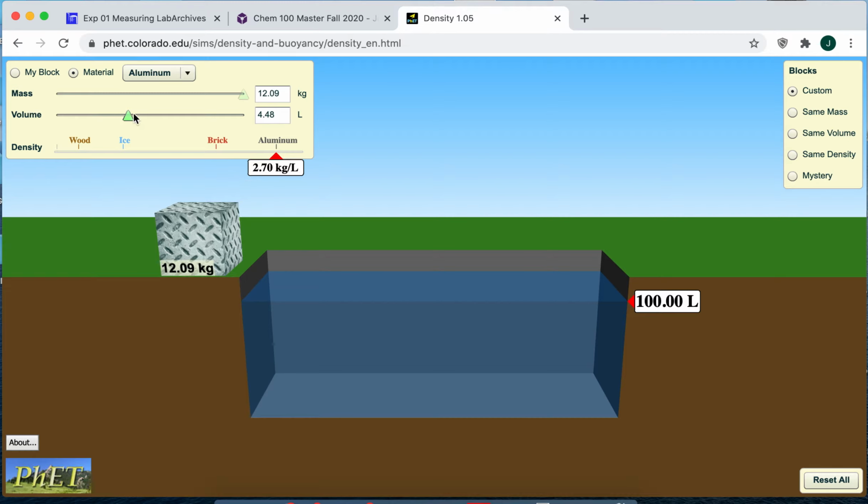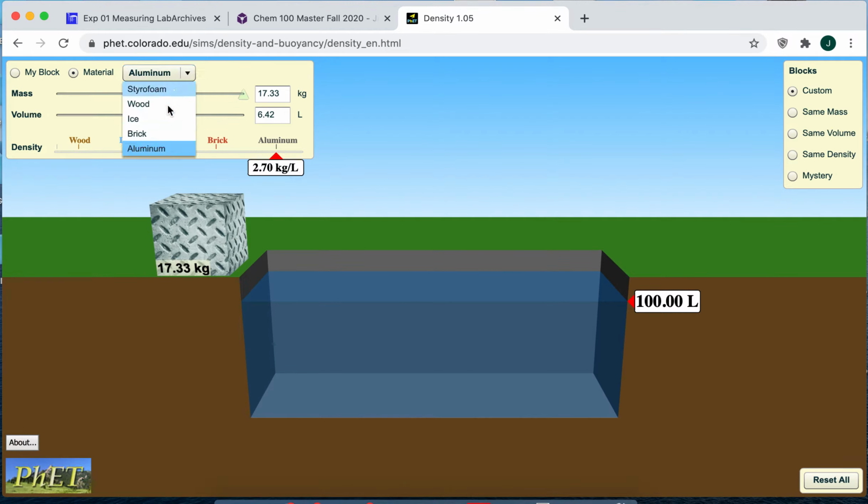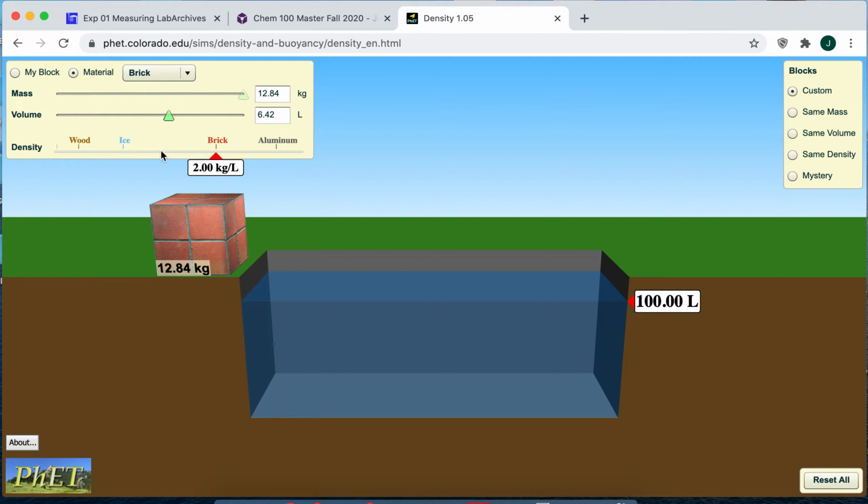So basically, if I adjust the size of this aluminum piece, you're going to see the volume increase and the mass also increase, which makes the density stay constant. It doesn't depend on the size of the material. Okay, you can try different types of materials.